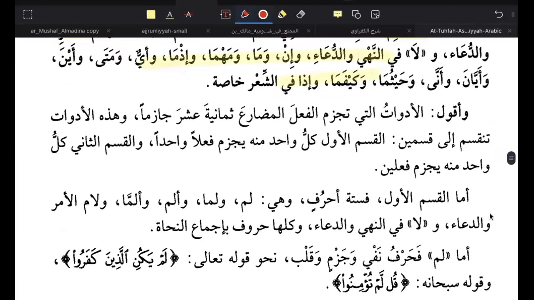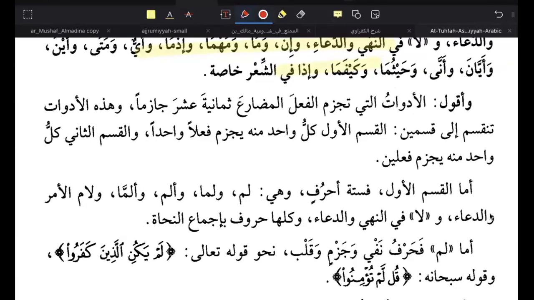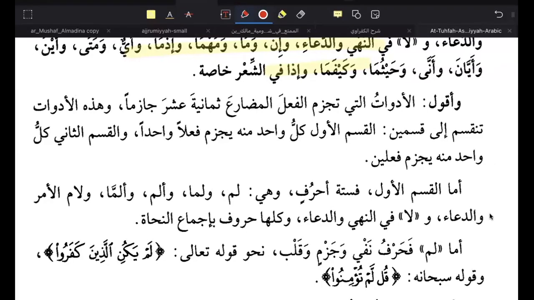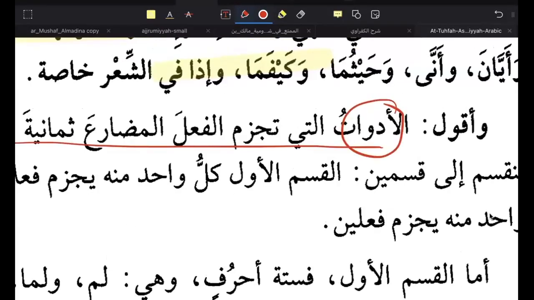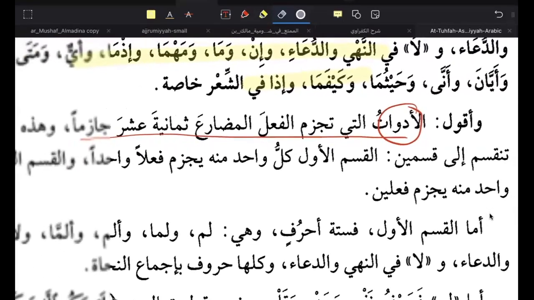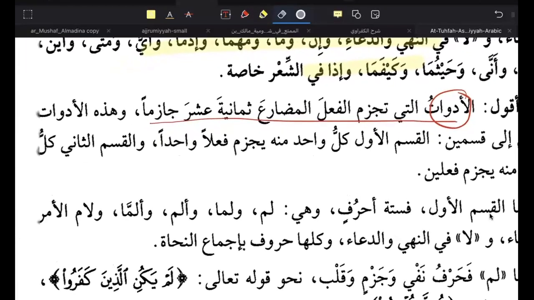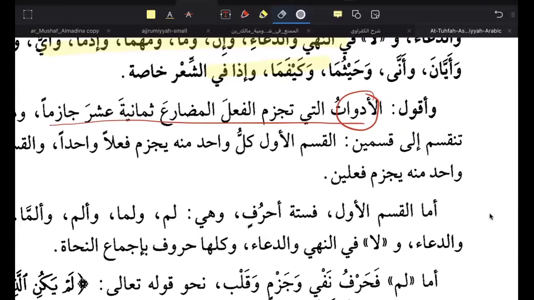He goes أقول, this is Muhammad Muhyiddin, he's saying الأدوات التي تجزم الفعل المضارع 18 جازما. So this is the plural for ada. So he's using the word tool. He's not saying harf. He's not saying ism, because some of them are ism and some of them are harf. وهذه الأدوات تنقسم إلى قسمين. Okay, so these tools are divided into two parts.